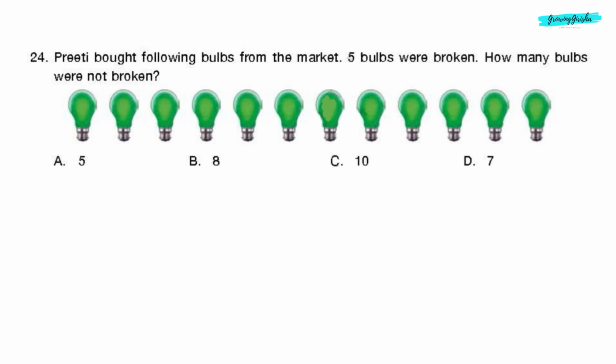Question 24. Preeti brought following bulbs from the market. 5 bulbs were broken. How many bulbs were not broken? Among the following bulbs, 5 bulbs were broken. So we'll cross out 5. 1, 2, 3, 4, 5. Now the remaining bulbs are 1, 2, 3, 4, 5, 6, 7. 7 bulbs were not broken. So option D will be the correct answer.